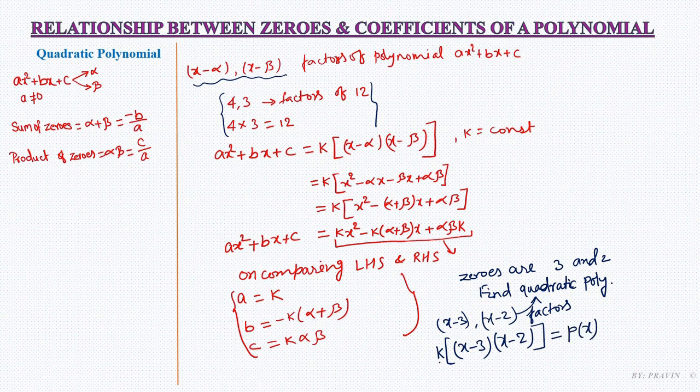For different values of k, you will get different quadratic polynomials p(x). So sometimes the reverse question can be asked, that zeros are given and you have to find the required quadratic polynomial. In that case, you need to do these steps.